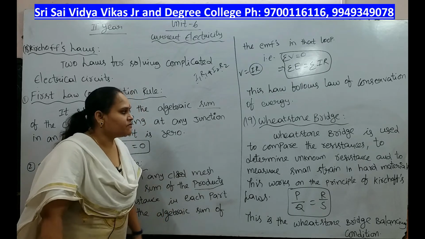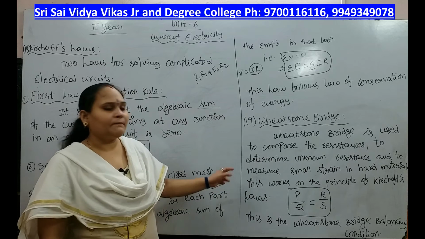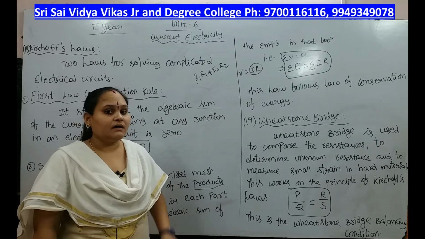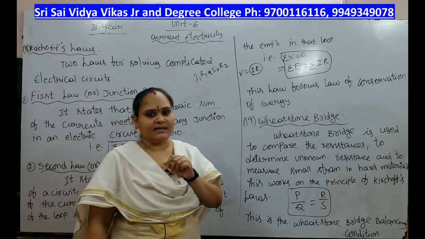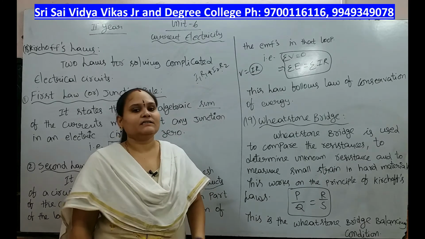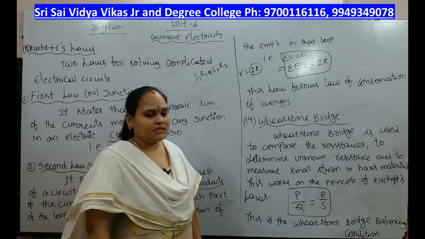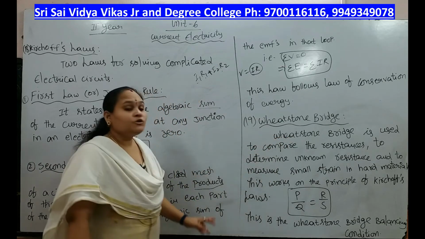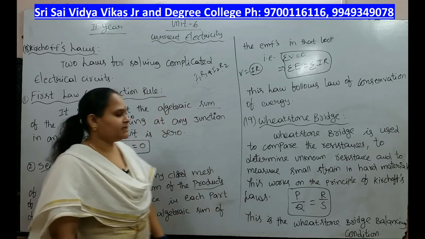And the next one is the Wheatstone bridge. The Wheatstone bridge is used to compare resistances. In this we have four resistances P, Q, R and S. We know P, Q and R, and we calculate the S resistance. By using this Wheatstone bridge we calculate the resistance of the circuit. It is used to compare resistances, to determine an unknown resistance, and to measure small strain in hot materials.